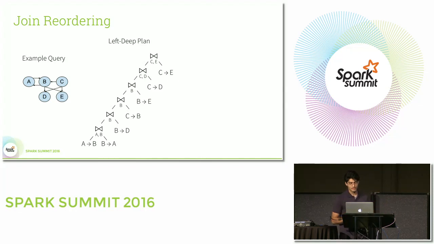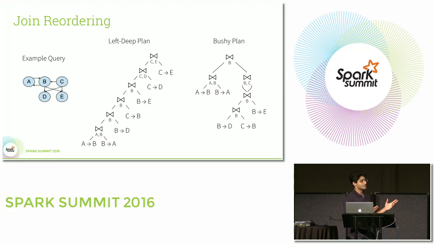That's OK, but it turns out that there's actually a much better so-called bushy plan that builds up 2 intermediate results and then joins them together at the end. You can see here that there's one intermediate result from this join, and there's another more complicated intermediate result, and then just by joining those 2, we get the result.